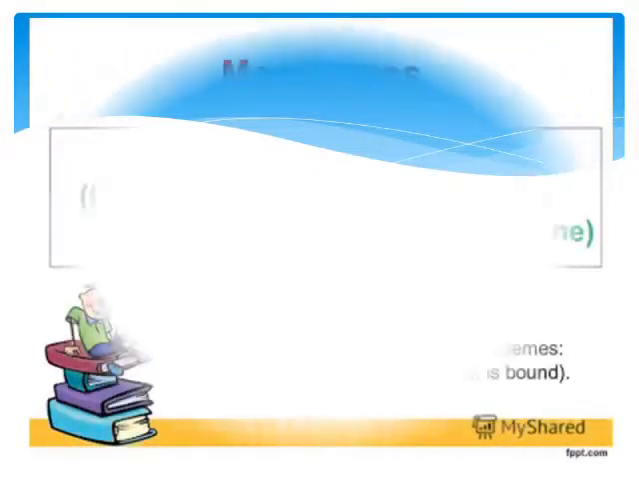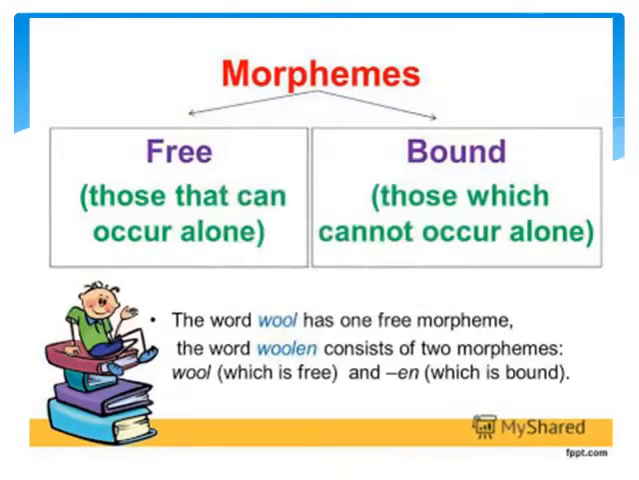Okay, so in this slide, morpheme, as I have already mentioned, has two subsections, free and bound. In a nutshell, I would like to let you know what a free morpheme is: words that can occur alone, that can stand alone. And bound morphemes are those which cannot occur alone independently. Let's see a simple example. Wool has only one free morpheme. It's a free morpheme because it is independent and separate, wool.